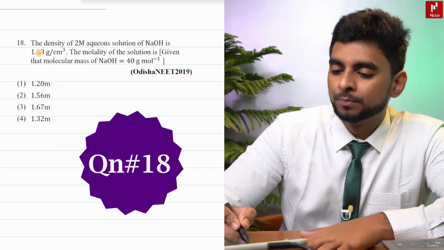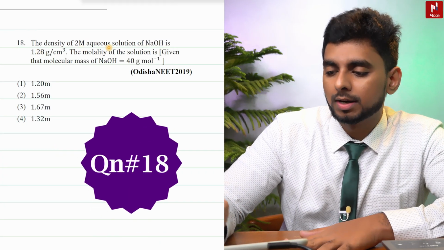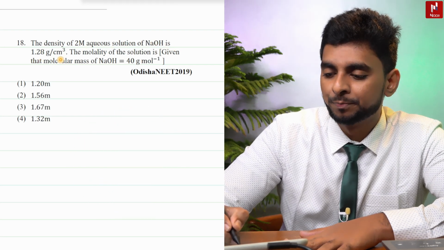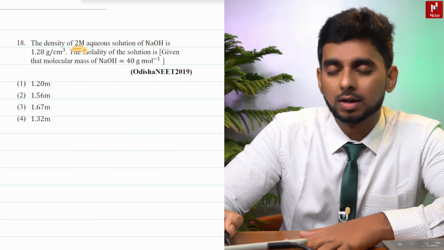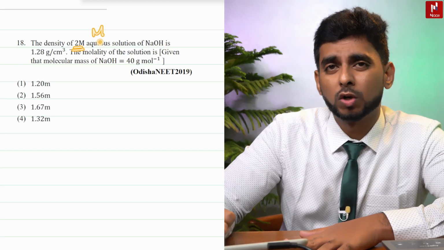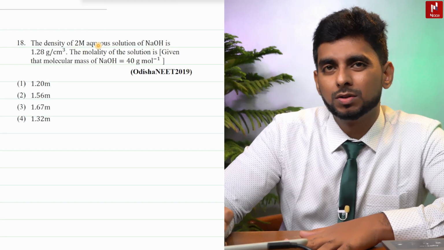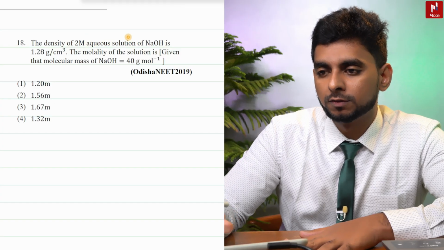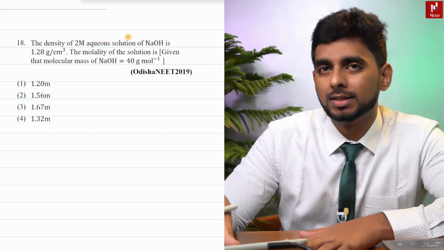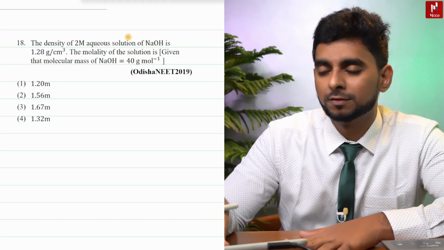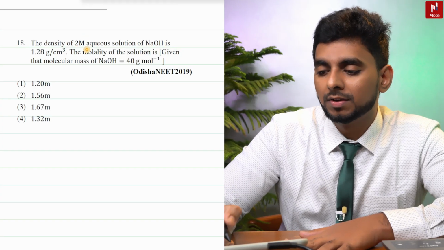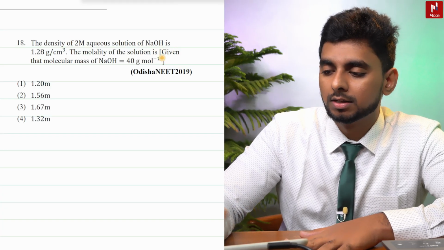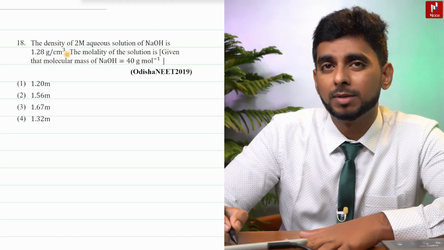Next question is, the density of 2 molar aqueous solution of NaOH is 1.28 gram per centimeter cube. Fine, so they have given you 2 molar. This capital M actually means molarity. You will get used to this notation. Molarity means number of moles of solute divided by volume of solution in liters, right? You should know that formula that I've taught you in the theory part. So they have given us a 2 molar aqueous solution of NaOH and the density of that solution, which is 1.28 gram per centimeter cube.